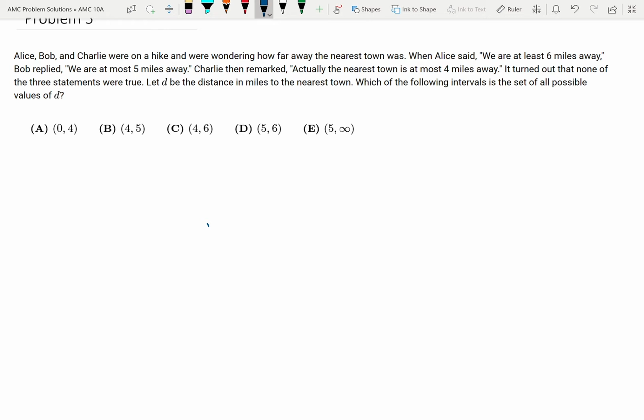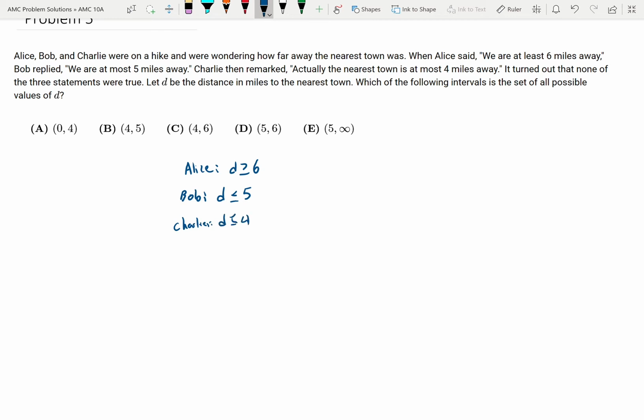So I'm just going to write each person's statement as an inequality. For Alice, basically the distance has to be greater than or equal to 6. For Bob, D has got to be less than or equal to 5. And Charlie, D is less than or equal to 4.